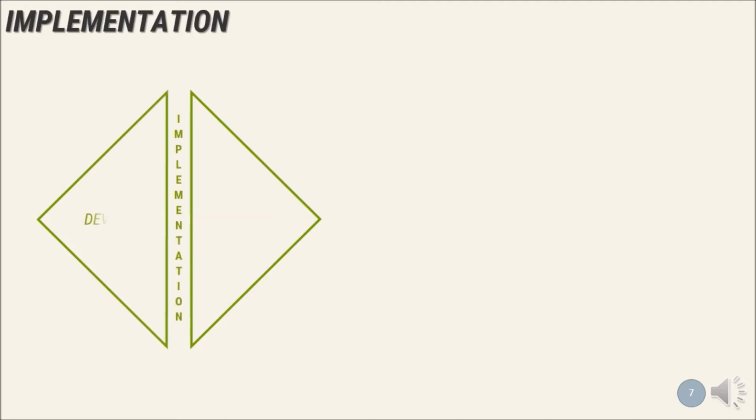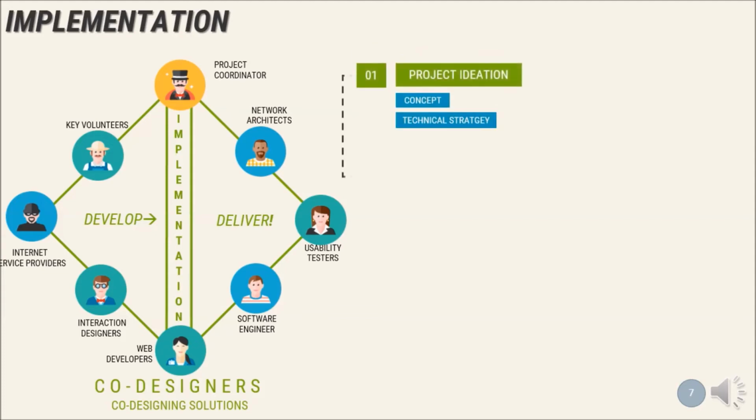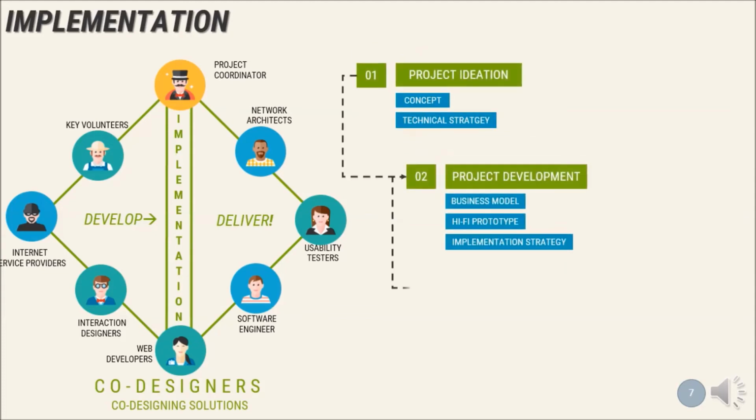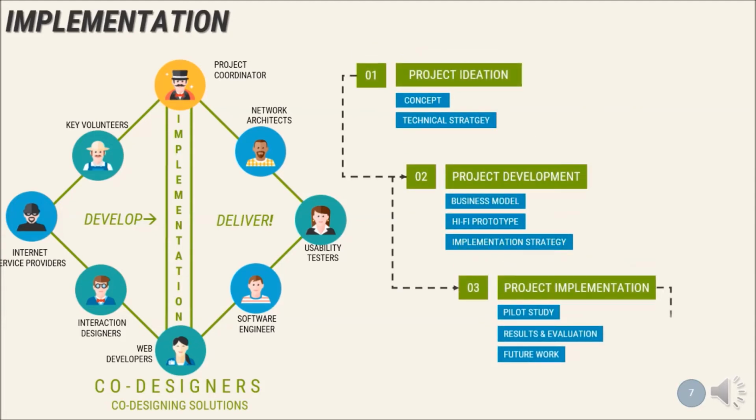After the strategy stage, we move on to the implementation stage, whereby we worked with interaction designers, network architects, usability testers, software engineers, web developers, internet service providers to systematically work across three stages: project ideation, development, and implementation. We collectively refer to all of these as the Muft Wi-Fi solution.